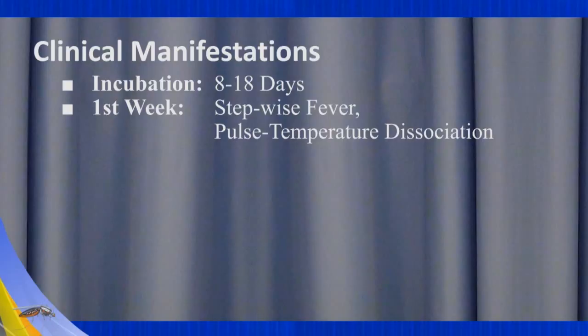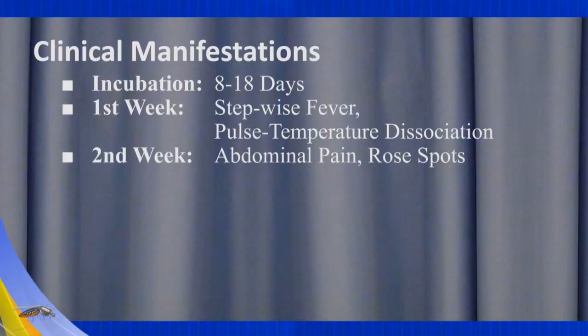Stepwise fever refers to a fever that gradually becomes more and more intense with each subsequent day, while pulse temperature dissociation denotes the presence of relative bradycardia despite high fevers. During the second week, abdominal pain and rash develop. The rash is typically described as, quote, "rose spots," or salmon-colored macules on the trunk.